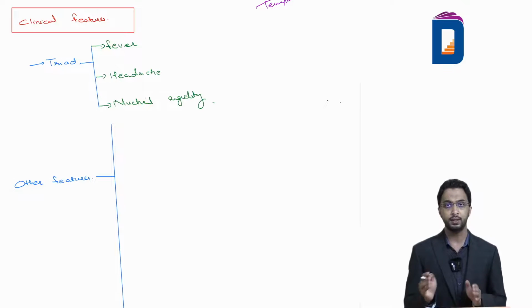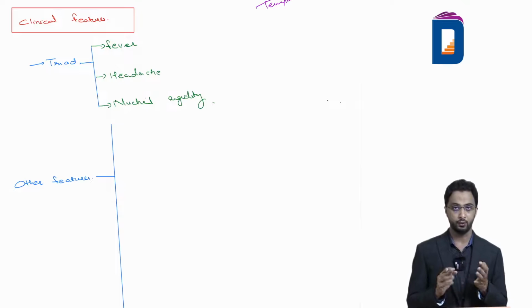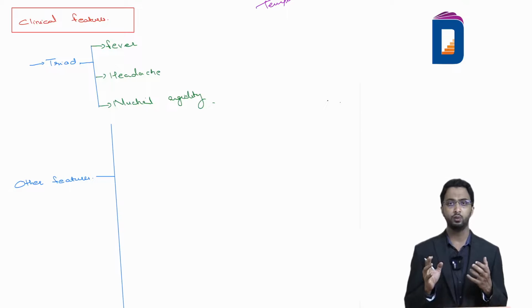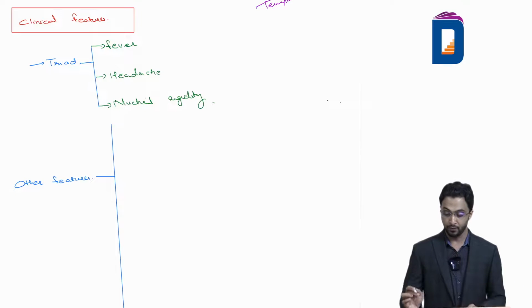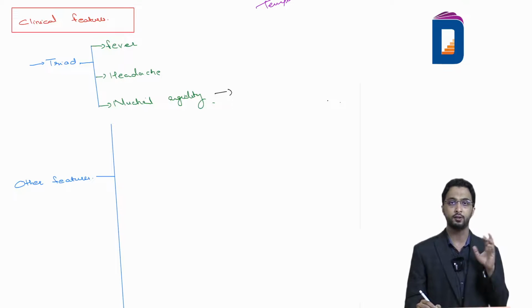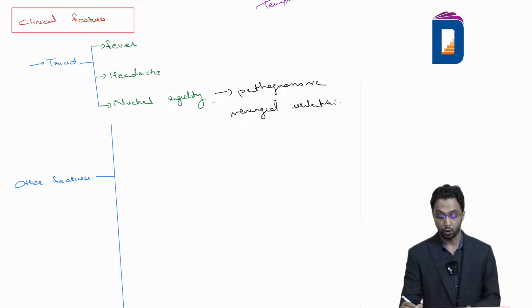Definitely all this is related to the pathophysiology. Fever is related to inflammation. Headache is related to increased pressure, edema and all those inflammatory things. Nuchal rigidity, or neck rigidity, is pathognomonic of meningeal irritation. If there is meningeal irritation, there is going to be nuchal rigidity. So if they ask you what is the pathognomonic feature of meningeal irritation, it is basically nuchal rigidity.